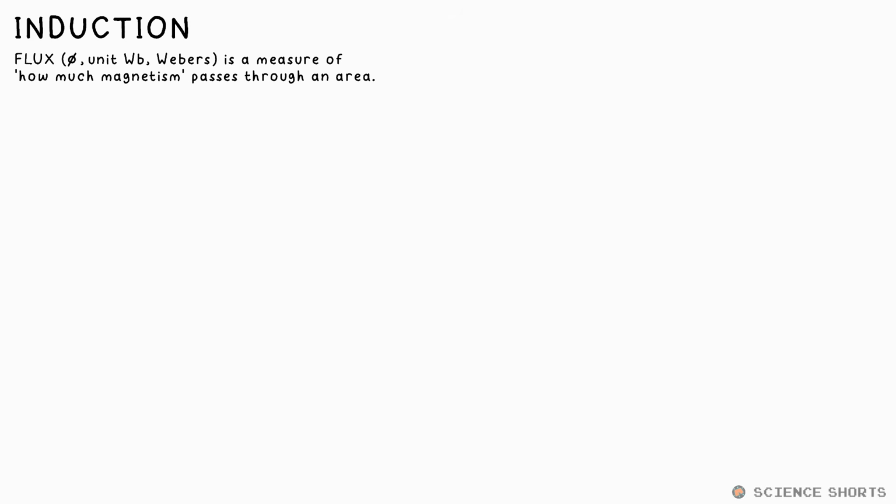Flux is what we call the amount of magnetism that an area is exposed to. Symbol is phi, unit is Webers, but I also like to call them Wubs. Flux density is equal to flux over area. So another alternative unit for flux density, we already have Tesla and newtons per amp per meter, but it's also Webers per meter squared. It's how concentrated the flux is.